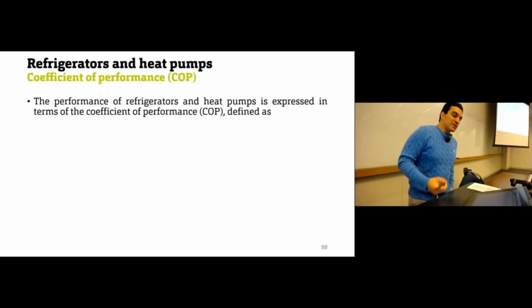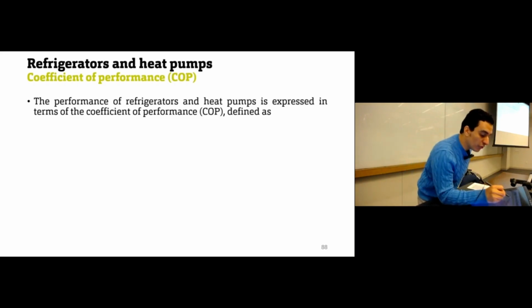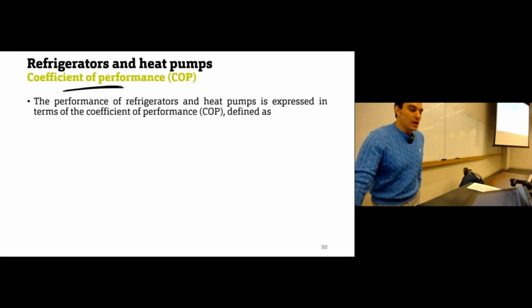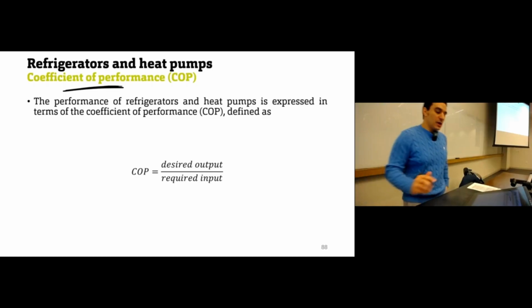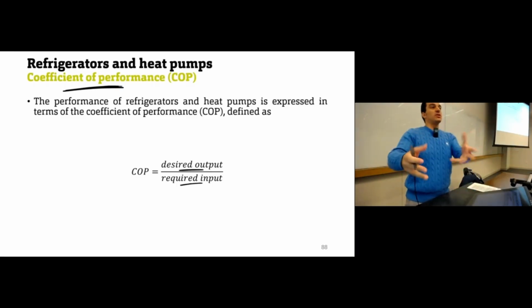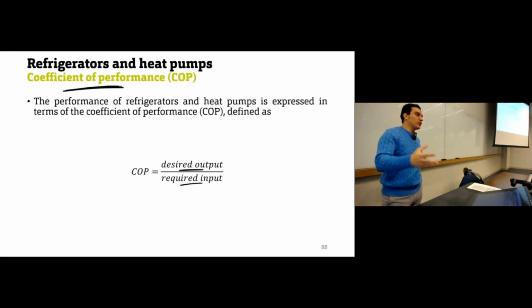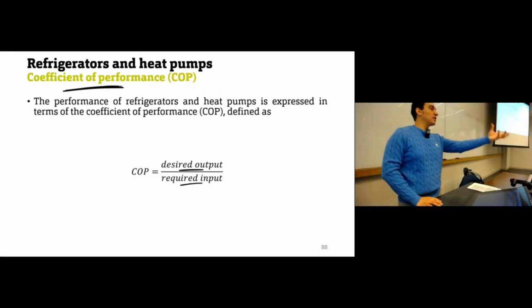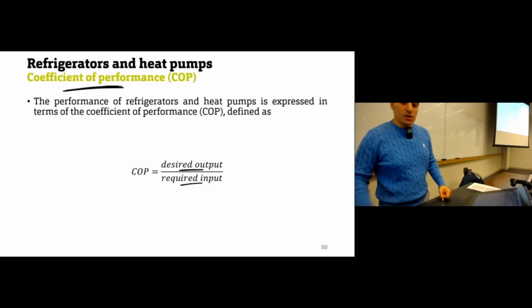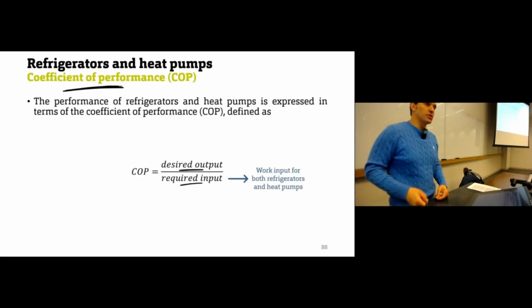So similar to power cycles, we have efficiency. Here the efficiency is not called efficiency, but it's called coefficient of performance. It's another way to represent the efficiency. And the coefficient of performance of refrigerators and heat pumps is the ratio between what you need to obtain from this cycle divided by what you are giving to this cycle. So always the coefficient of performance or efficiency is what you take from the cycle divided by what you are giving to this cycle. So here what you are giving to this cycle is work.